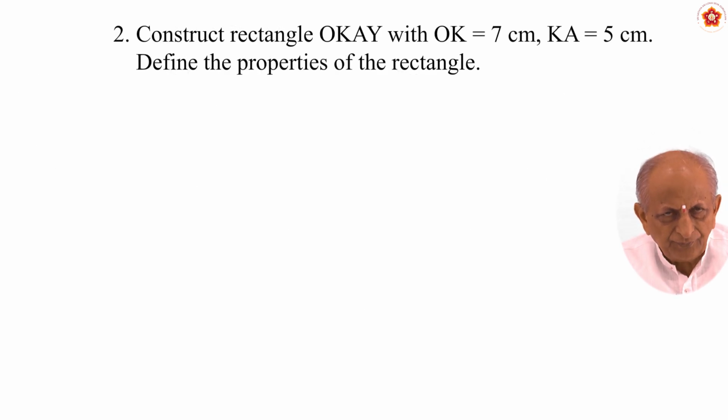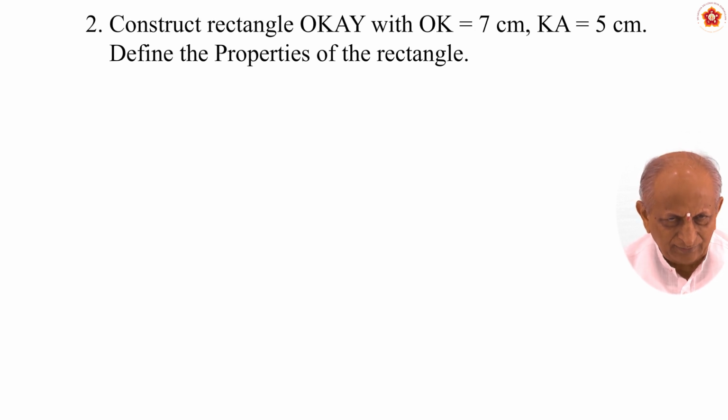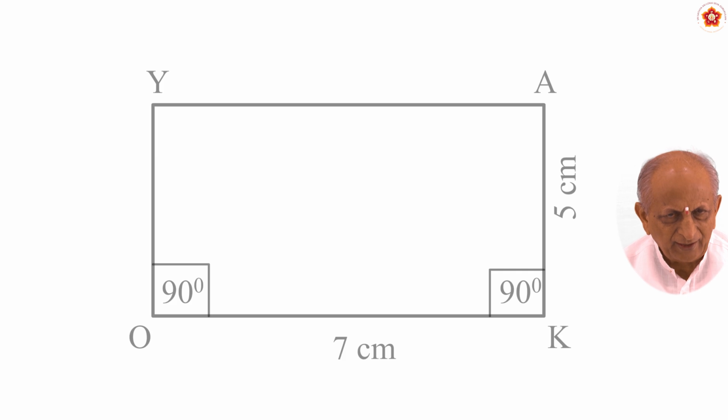Second question. Construct a rectangle OKAY with OK equal to 7 centimeters, KA equal to 5 centimeters. Find the properties of the rectangle. You have seen rectangles in daily life in many places, correct? And that we are constructing here. Now let us draw the rough diagram.